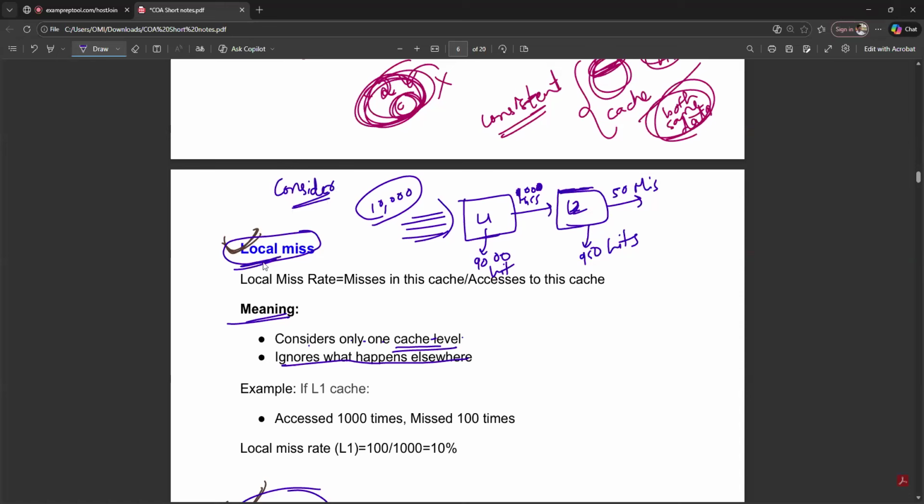So what does the local miss say? Local miss is the misses in this case divided by the accesses to this case. See, the accesses to this cache. It is local to it.